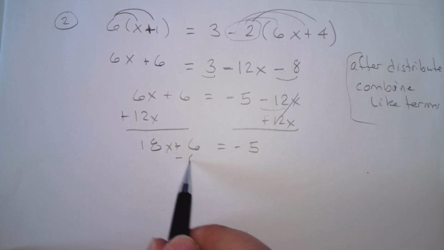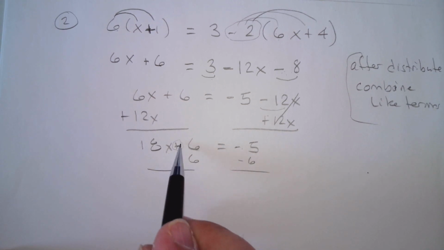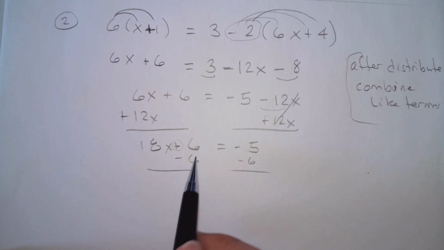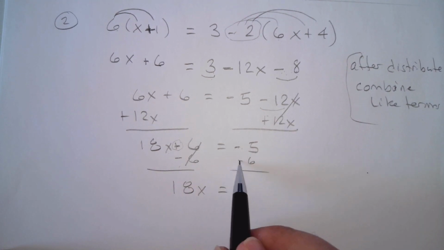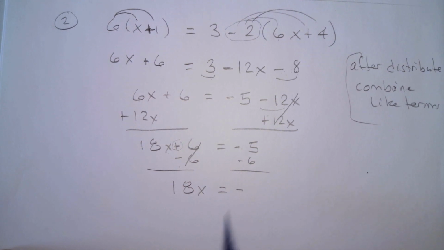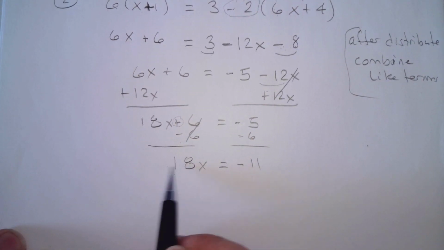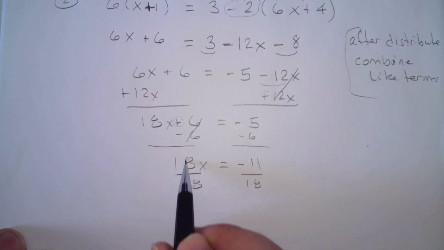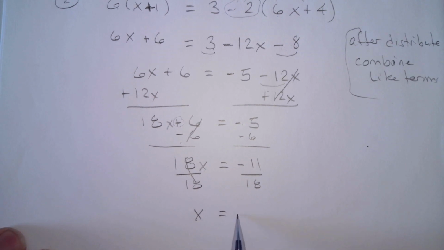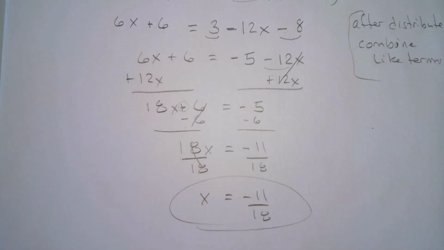There's the x, so we have to get rid of the 6. So we subtract 6. Remember, we subtract because there's a plus in front of the 6. We have to do the opposite. So those cancel. 18x equals, they're both negative, so the answer is negative. 6 plus 5 is 11. Now to get the x by itself, there's no sign change because that's not a negative, so we just divide by 18. So our final answer is negative 11 over 18. That's what x equals.